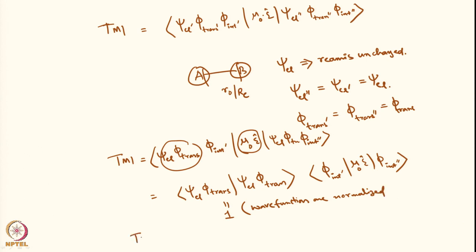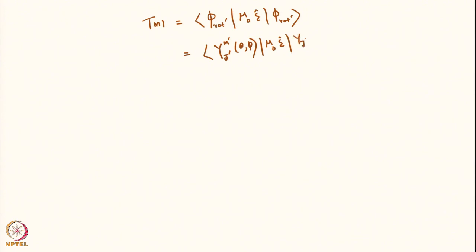Therefore, your TMI will become phi internal mu naught epsilon phi internal. So, for rotation, your phi internal is nothing but your rotational wave function. I will call it phi rotation in the excited state, and mu naught epsilon phi rotation in the ground state wave functions. Now, if you take rigid rotor approximation, the phi rotation is nothing but Y J prime M prime theta and phi, mu naught epsilon, Y J double prime M double prime theta and phi. So, that is going to be your TMI.